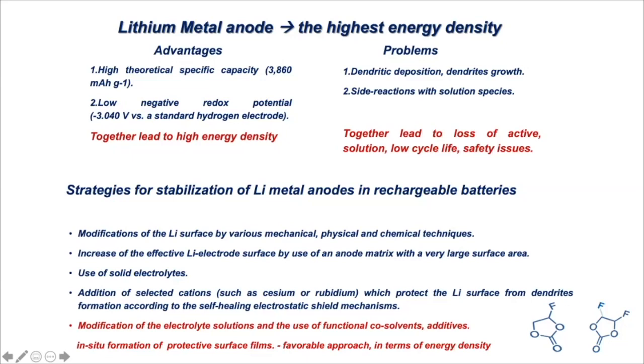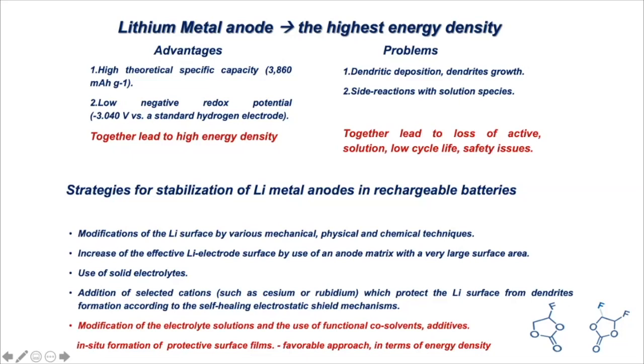We can increase the surface area, and then we decrease the specific current density, in such a way that we have low current density at high surface area. This may help. Also, by selecting cations like cesium and rubidium, that act like healing species in the electrolyte solution, we can avoid dendrite formation. Of course, solid electrolytes help, but we vote for modification with fluorinated solvent. These are our two stars, the fluorinated ethylene carbonate and difluorinated ethylene carbonate. And we demonstrated that by using these co-solvents, we can stabilize both the lithium and the negative electrode.